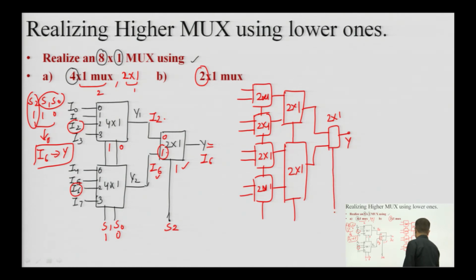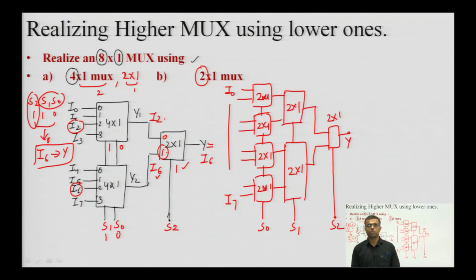Okay. So, this will be S2, this will be S1 and this will be S0, and these will be my inputs I0 to I7. So, this will be the realization of an 8 cross 1 multiplexer using 2 cross 1 multiplexers. All in all, 7 2 cross 1 multiplexers are used to realize an 8 cross 1 multiplexer.